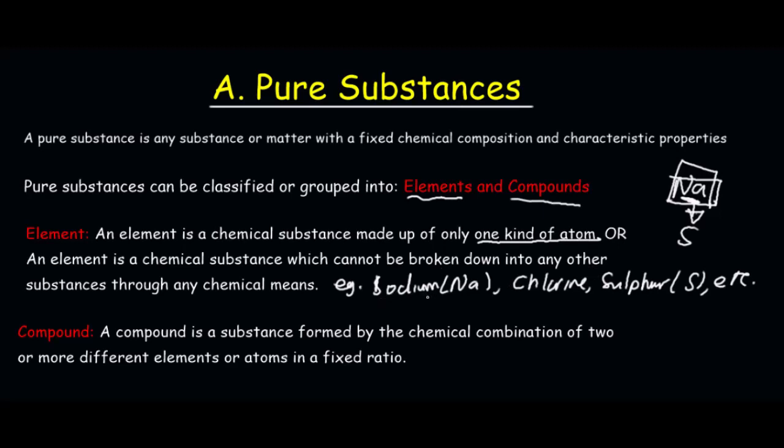You can also write these examples as examples of atoms, because an element is made up of only one kind of atom. So in sodium element we have just sodium atoms. In chlorine we have just chlorine atoms. And so all these examples can also be written as examples of atoms.